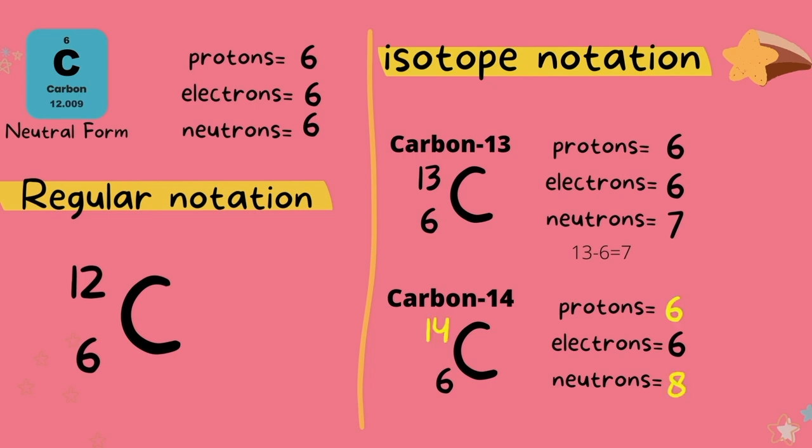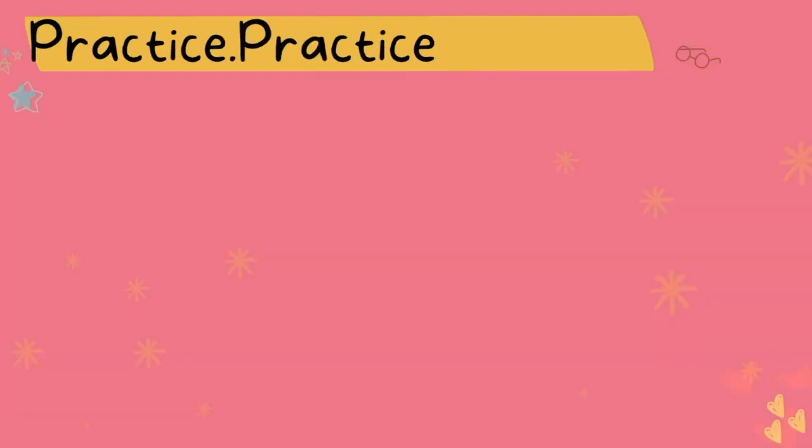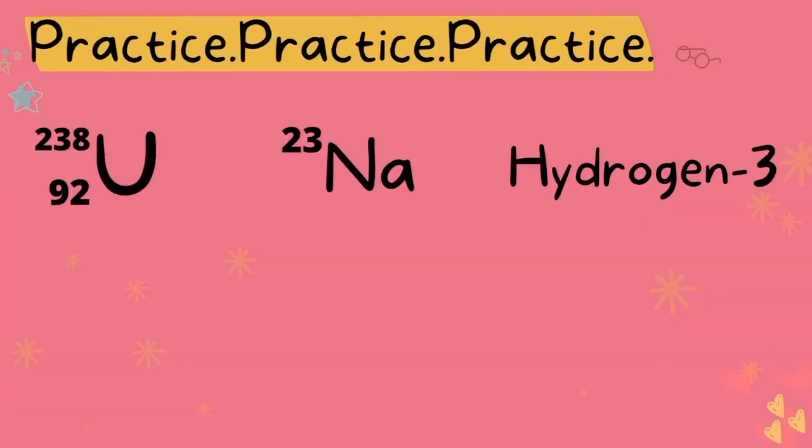Let's finish off with a few practice problems. I've written each practice problem in the 3 different ways you can see isotopes written. So the first way is in isotope notation. All the information you need to find the number of protons, electrons, and neutrons is given right here.